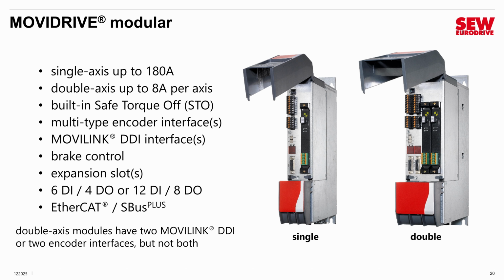A double access module is really just two single access modules in one box. You can see that it has all its features duplicated, so you've got two of everything in there. And as you see, the access modules come in a variety of sizes.